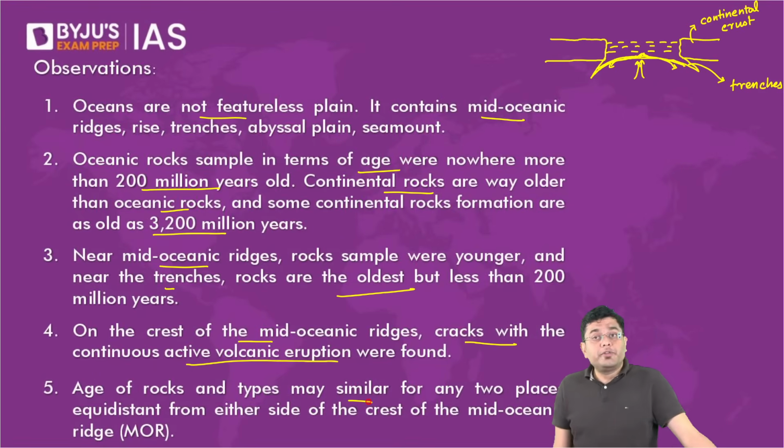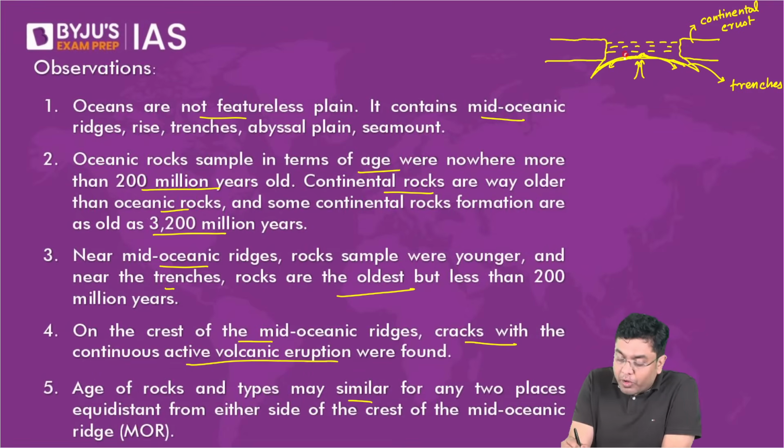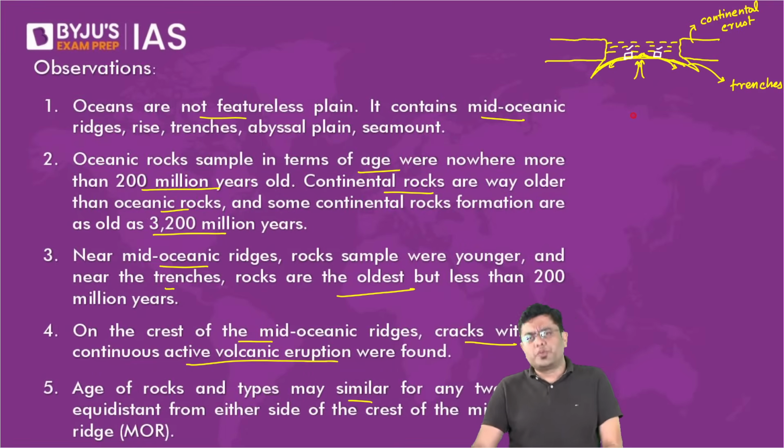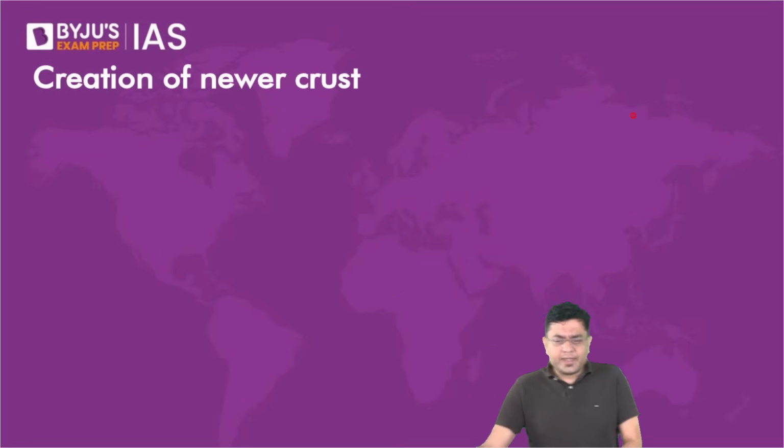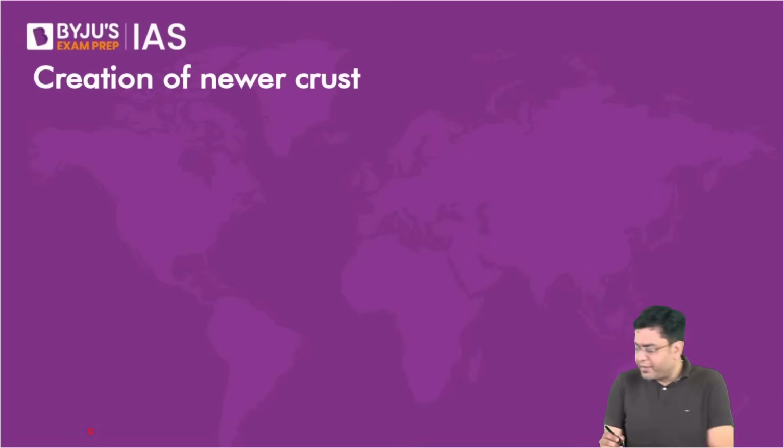What is the meaning of that? It means if I have to calculate the age of the rock, let's say this particular rock, and the age of this rock, which are equidistant from the ridge, both have a similar age, which means both will have been created simultaneously. So how is it that creation of a newer crust would take place? Let us understand that. So for that, understand the basic fact.